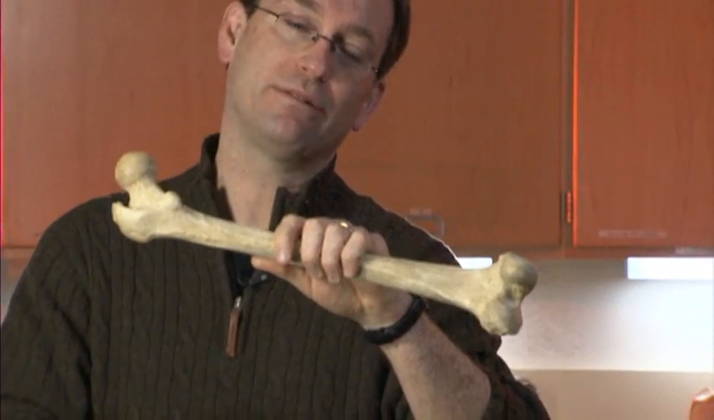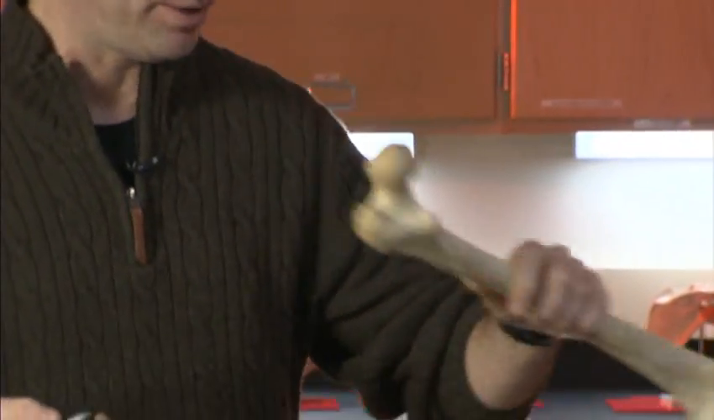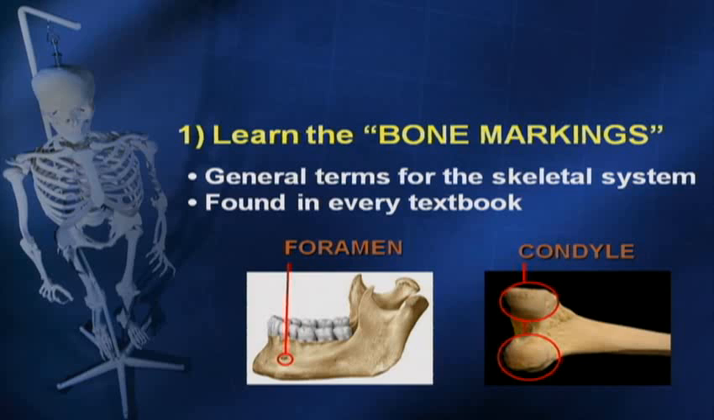So foramen, condyle, two very, very common terms. They come up in many parts of the skeletal system, not just with the bones I just showed you here, but many others. And if you know those first, it'll help you understand all the different parts of the skeletal system. So it's very important to do this as one of the first methods of attack in your study plan.